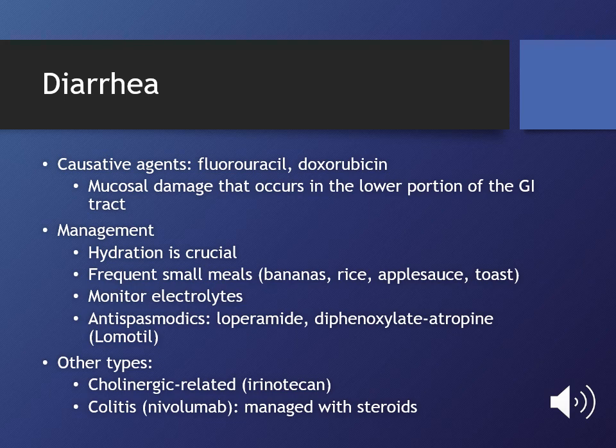Electrolytes should be closely monitored when patients are having diarrhea, and we can prescribe drugs such as loperamide or Lomotil if patients are exhibiting symptoms that are beyond control. There are other types of diarrhea we could see, including cholinergic related diarrhea, which is associated with irinotecan. This usually occurs within the first 24 hours of receiving the irinotecan infusion and is best managed with atropine. There's also colitis, which we can see with the checkpoint inhibitors such as pembrolizumab or nivolumab, and this particular type of diarrhea is managed with corticosteroids.